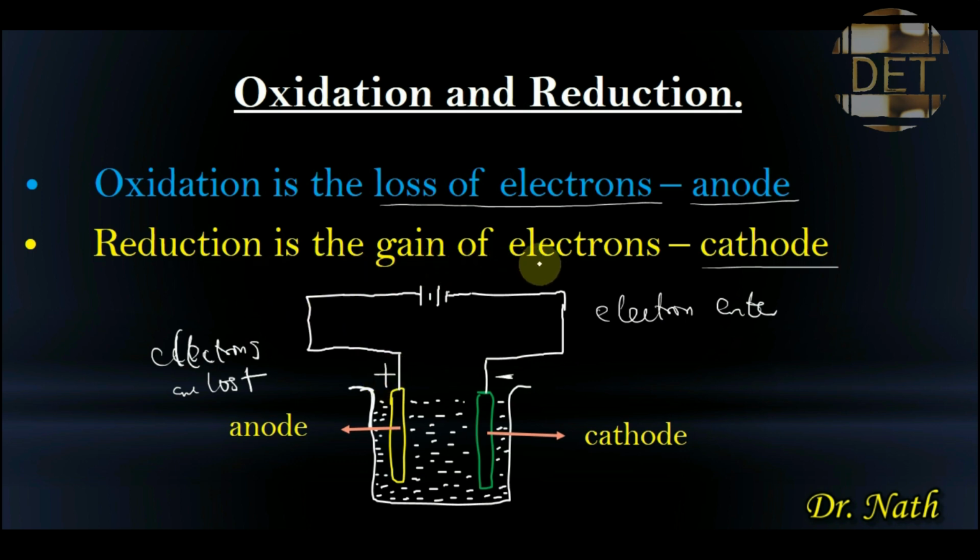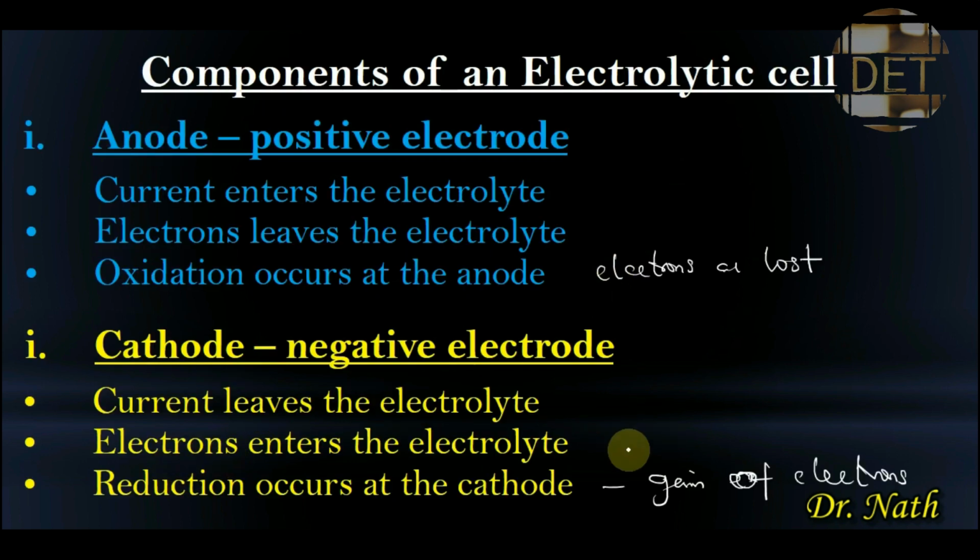So reduction will occur at this negative electrode because of gain of electrons. Reduction occurs at the cathode as a result of gain of electrons. It is through the cathode that electrons enter into the electrolyte. So these are very important.